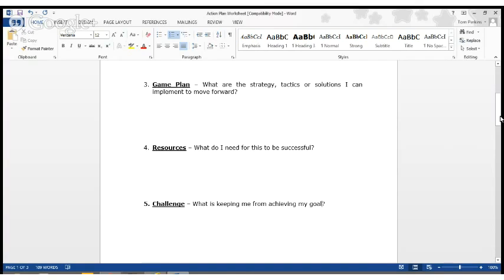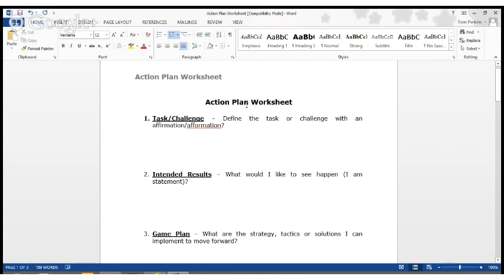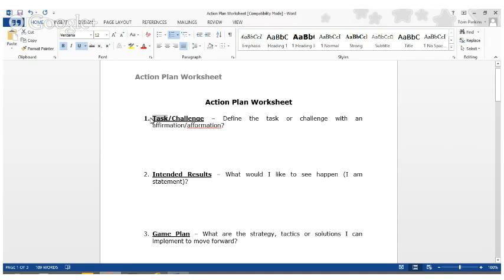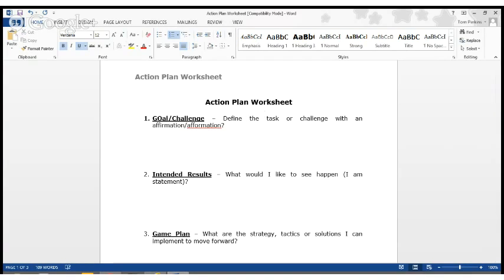Okay, I think I'm going to go back up for a second and call this, we think like the goal, the task. I'm going to change task to goal right here.